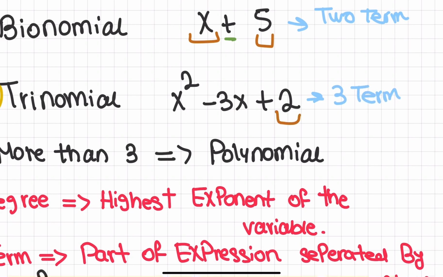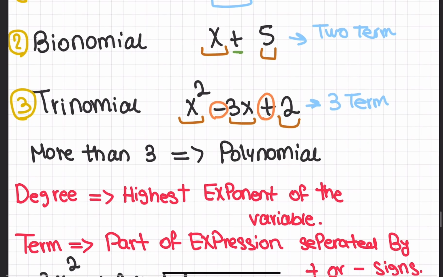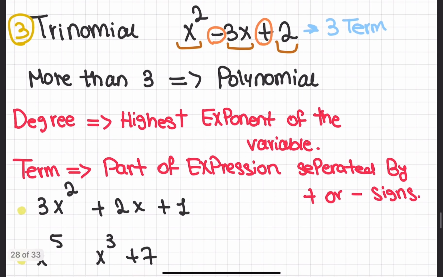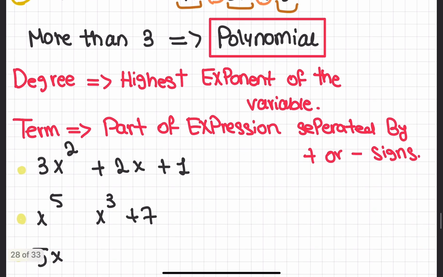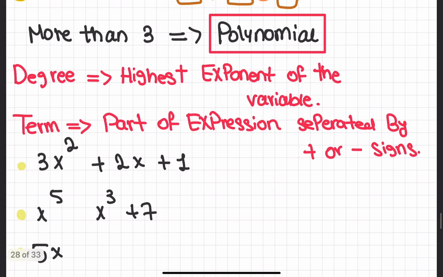This is one, this is two, and this is three, which is how we understand the terms, by the plus and minus signs. Whatever has more than three terms, this is where we call it a polynomial. Regarding polynomials, there's something called the degree, which is the highest exponent of the variable. This defines the degree of your polynomial.